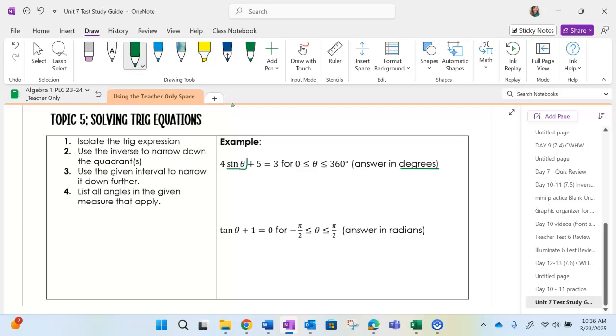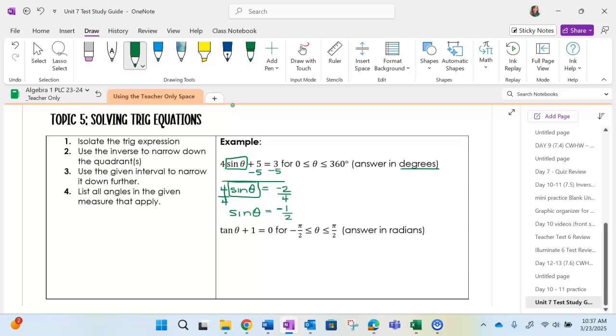So I'm going to draw my box or highlight my trig ratio. And then I'm going to move everything else around it. So I'm going to subtract 5 first because that's what you do in algebra. You add and subtract first. So I get 4 sine of theta equals negative 2. So I'm still trying to isolate that. So I'm going to divide by 4. And I get sine of theta equals, put that in my calculator, negative 1/2.